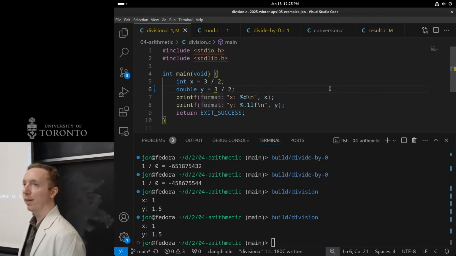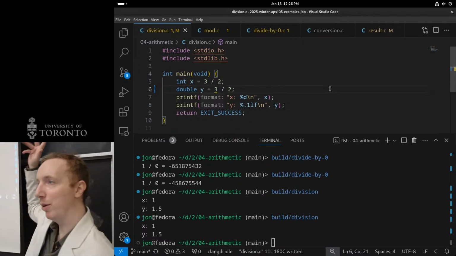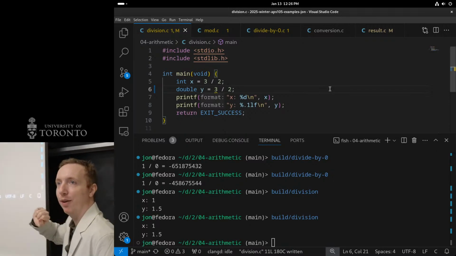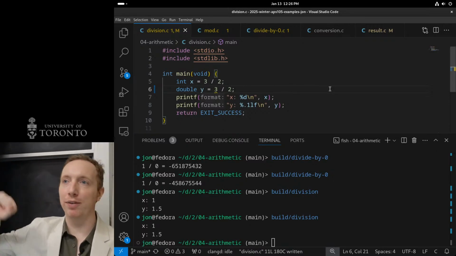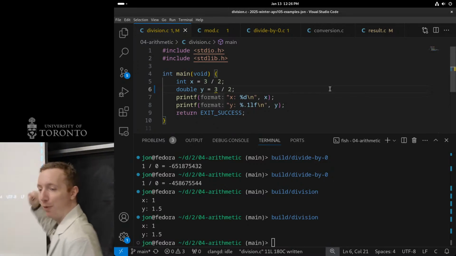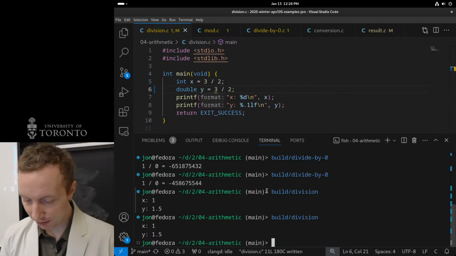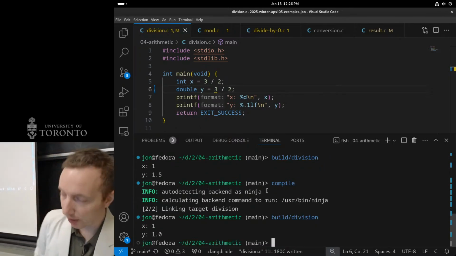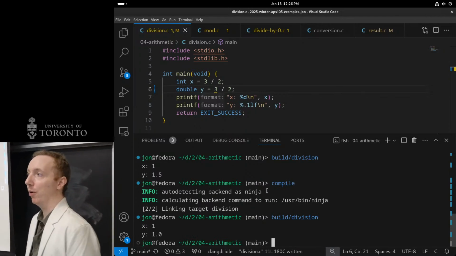Will I get, let's see, hands up for still 1.5. Got a few 1.5ers. What about 1.0? Few more for 1.0. All right, well, let's see what happens. So we can compile it, we can run it, and it is 1.0.